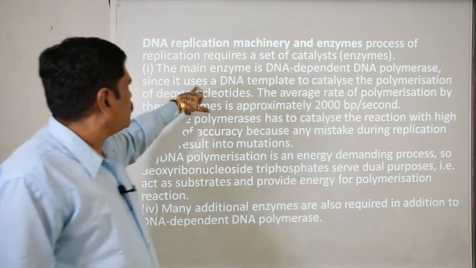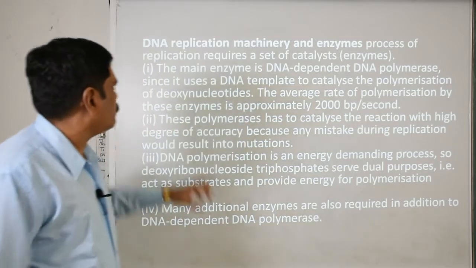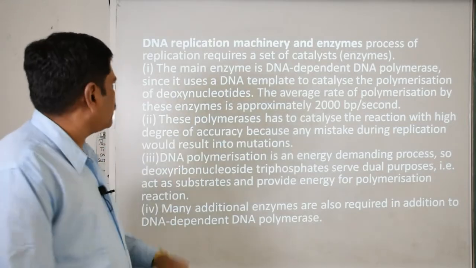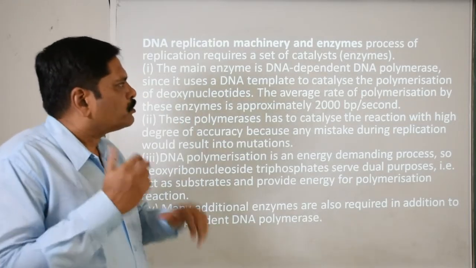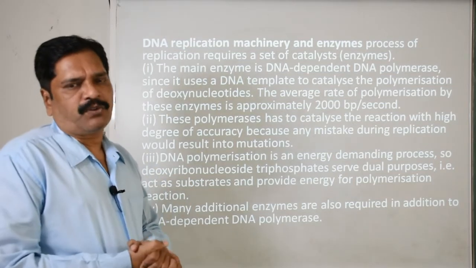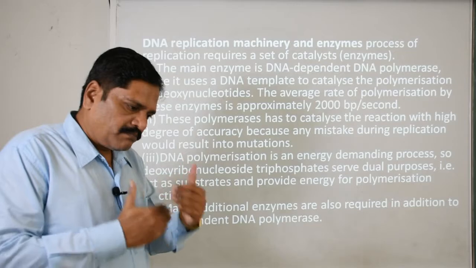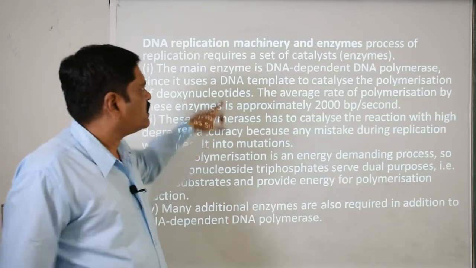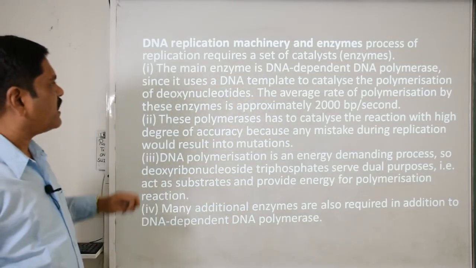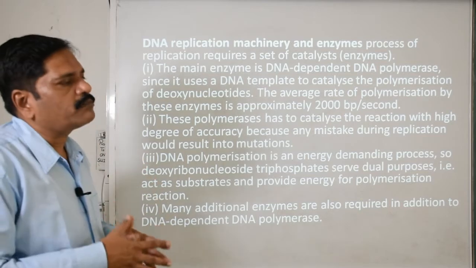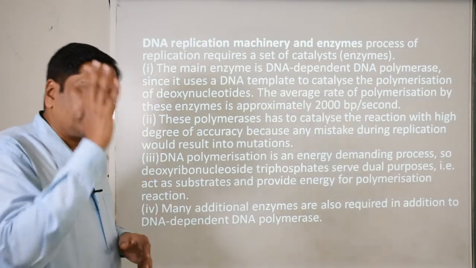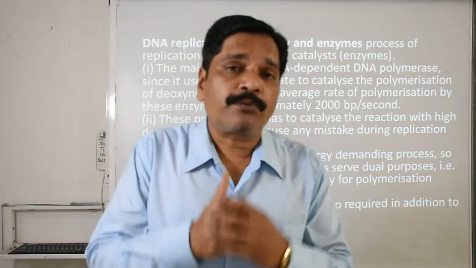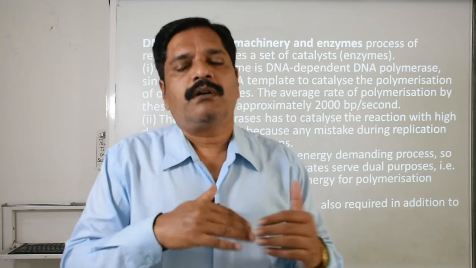It uses DNA as a template to catalyze the polymerization of deoxynucleotides, and the average rate of polymerization by this enzyme is approximately 2000 base pairs per second. So in a second it can attach 2000 base pairs in sequence. This is the DNA dependent DNA polymerase enzyme. Its function is to use DNA as a template and catalyze polymerization.